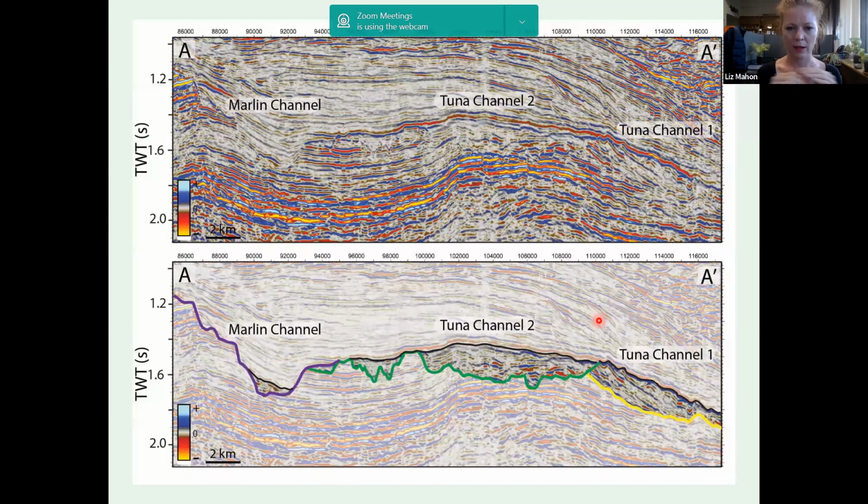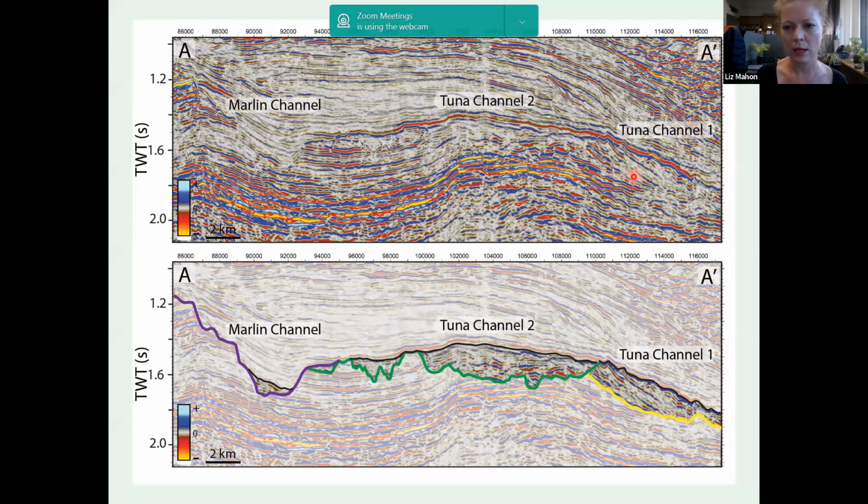So this is a seismic line through the basin, and this is showing the incised channels. On the left, we have the Marlin channel, and on the right, we have the Tuna channel. You'll see that the Tuna channel has been divided into Tuna channel 1 and Tuna channel 2. When we looked at the ages of the fill of these channels, we found a really clear difference in age between Tuna channel 1 and 2.